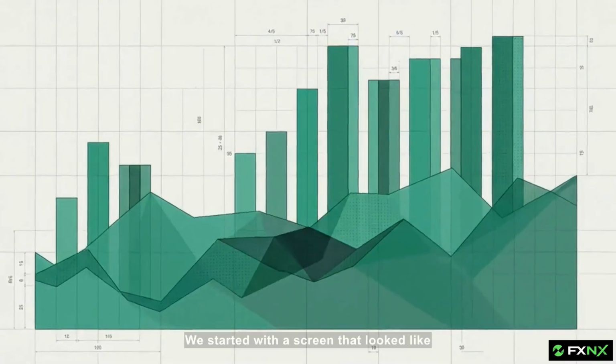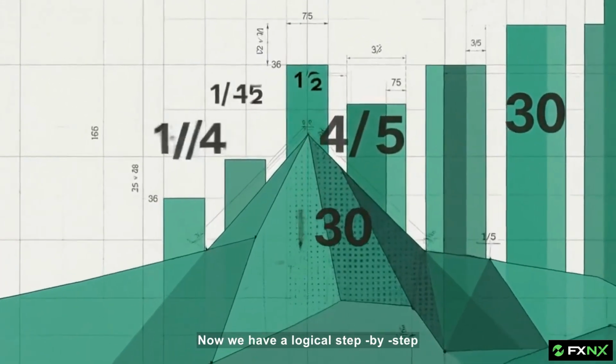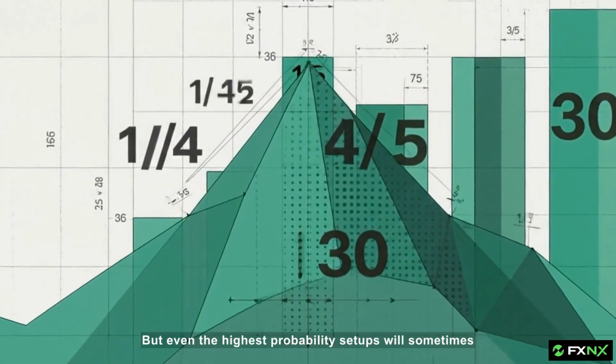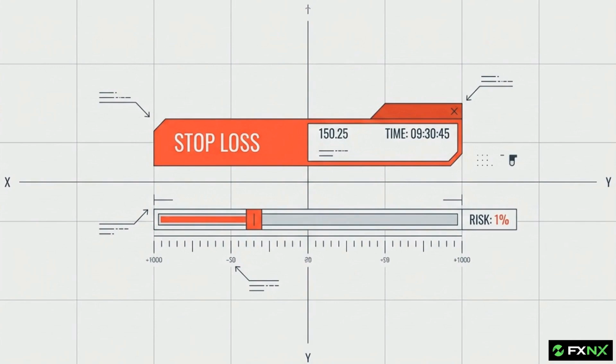We started with a screen that looked like pure chaos. Now we have a logical, step-by-step filtering system. But even the highest probability setups will sometimes fail. The market is unpredictable, making strict risk management non-negotiable.